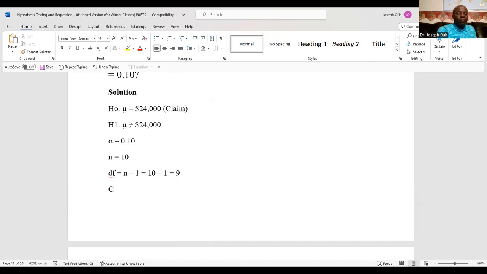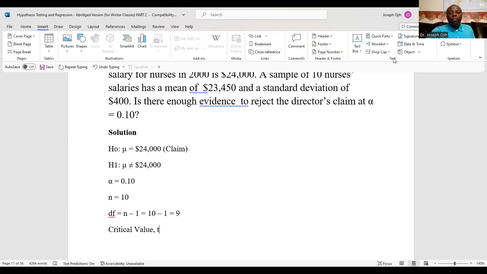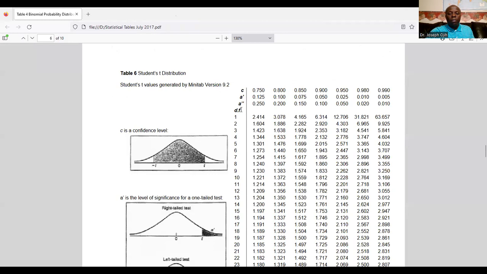So our critical value, because it is 2 tails and it's a t distribution, we're going to use t alpha over 2. If it is only 1 tail, we just use t alpha. But this one is 2 tails, so it's going to be t alpha over 2. We get that from the table under 9 degrees of freedom. Since it's 2 tails, use alpha double prime. If it is 1 tail, use alpha prime.